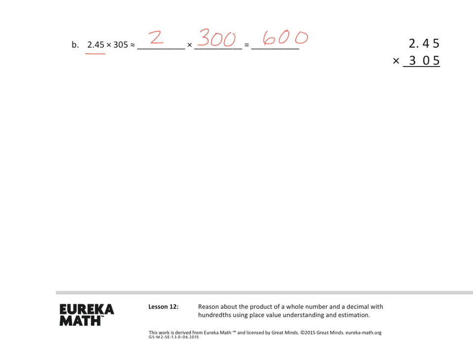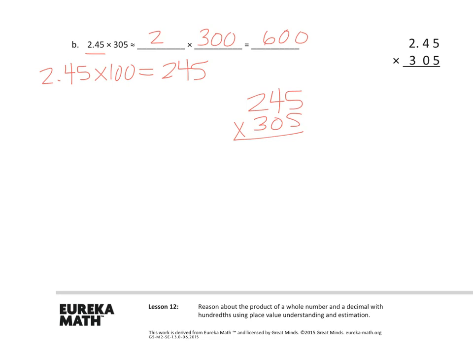And so we're going to go ahead and say, okay, get rid of that decimal in 2 and 45 hundredths by multiplying it by 100. And that's going to give us 245. So we're going to take 245 and we're going to multiply it by 305. And then remember that this 0 is going to allow us to only have 2 partial products and not 3 because there's no value in the tens.